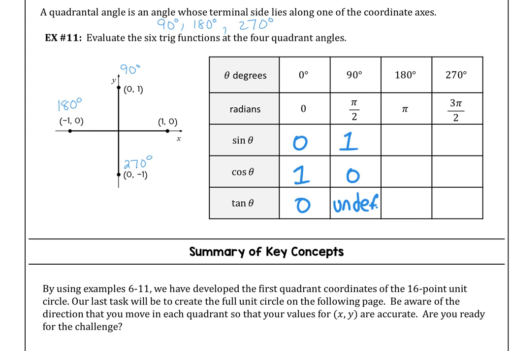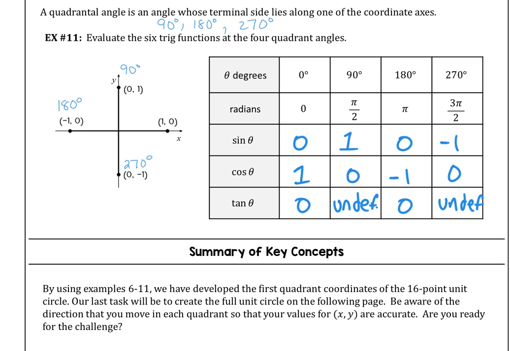Looking at 180, negative 1, 0. Well, the sine of that is 0. The cosine is now negative 1. And when you do 0 divided by negative 1, you get 0. And finally, down here at 270, the sine of that is negative 1. The cosine, the x-coordinate, is 0. And when we do negative 1 divided by 0, we get undefined. Okay? So that's just kind of summarizing everything into some nice clean charts for you.